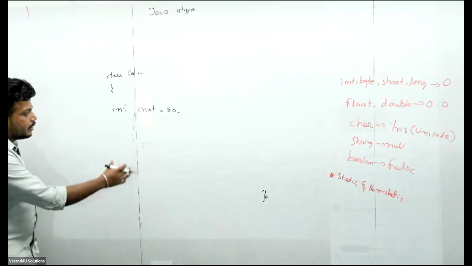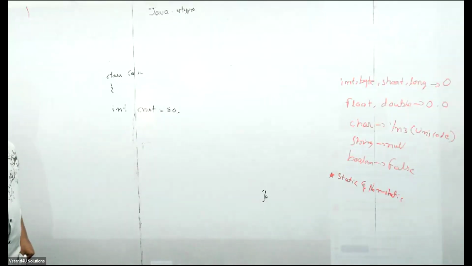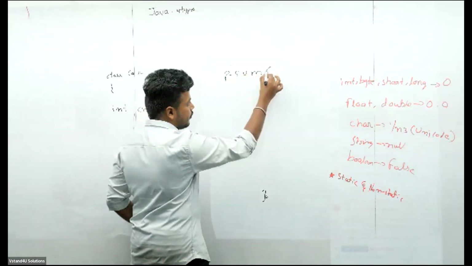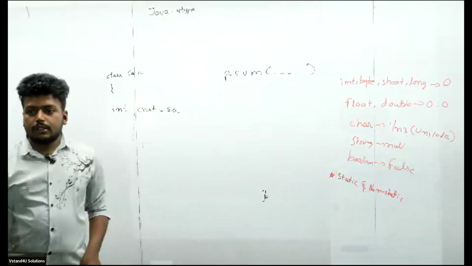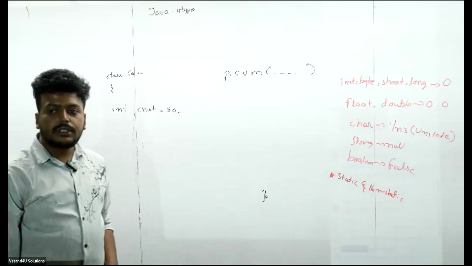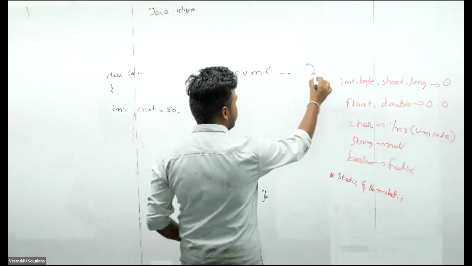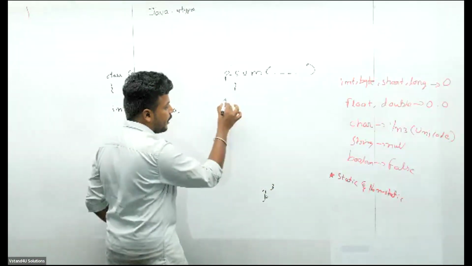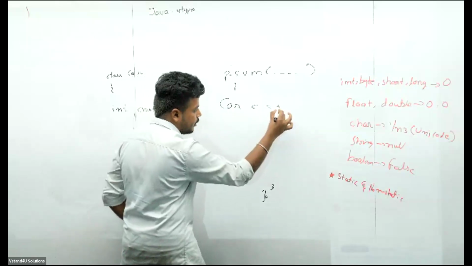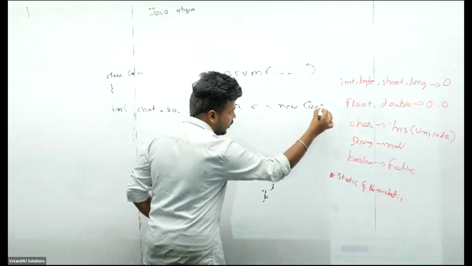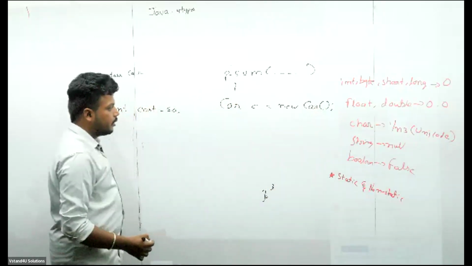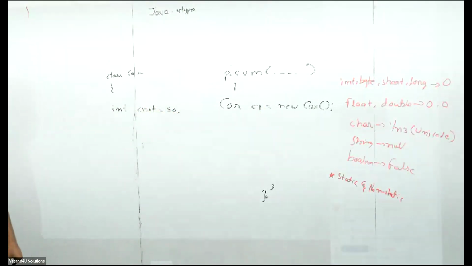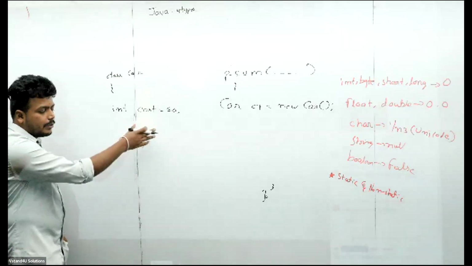now, this is static or non-static? If it is non-static, what should I do? Now you have to create the object. How to create the object? Car, C, what is this called? Constructor. Here I will take it as C1. Here I'm initializing some value.